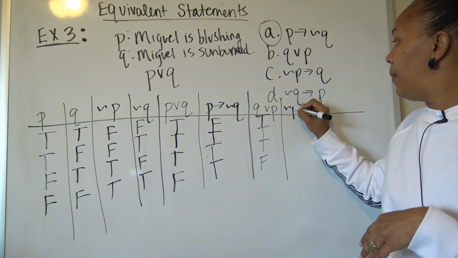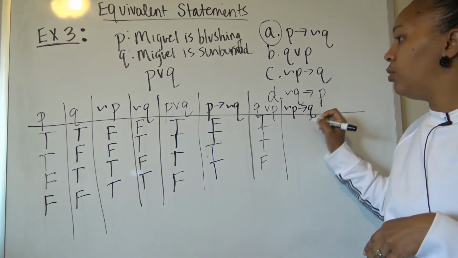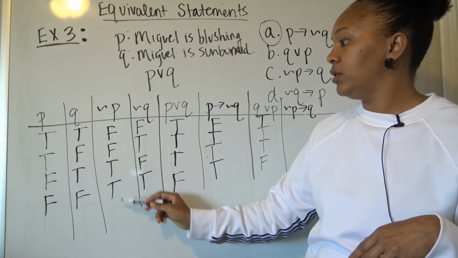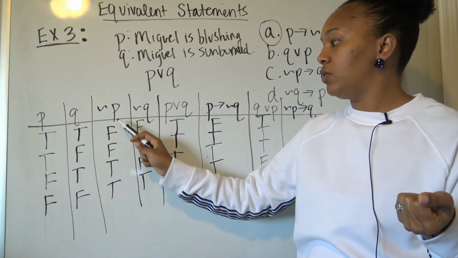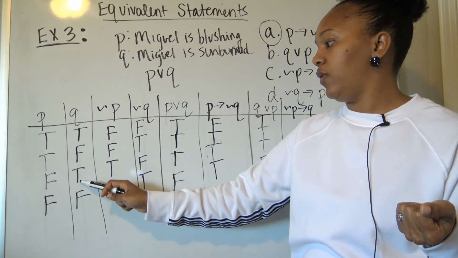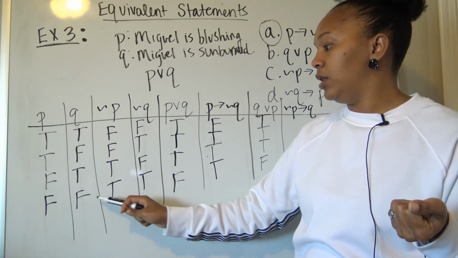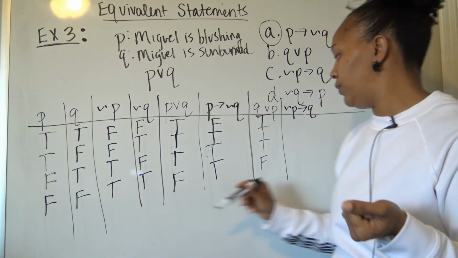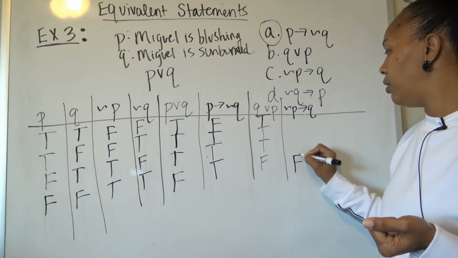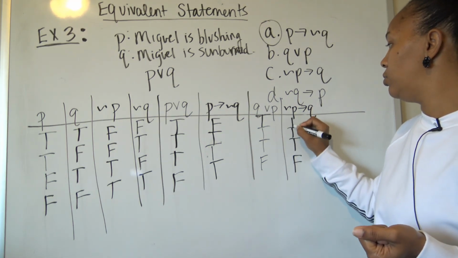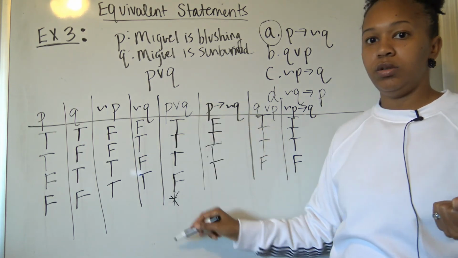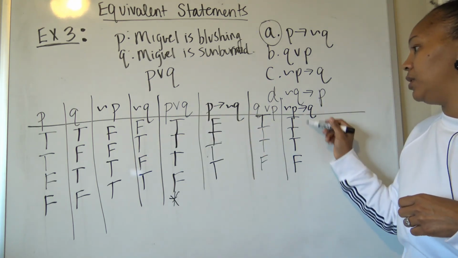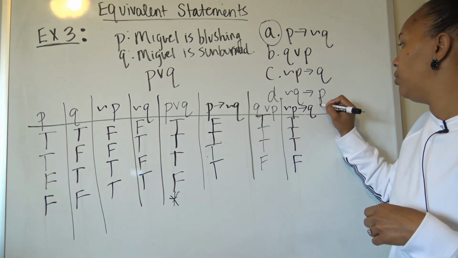Then if we do not P implies Q, we're looking at the not P column first, the Q column second. Remember, with the conditional, it is false when the first one is true and the second one is false. So not here, but in this case here, the first one is true, the second one is false. So the last one would be false and all the other ones would be true, which is the exact same truth value as our original statement. So that statement is also equivalent to P or Q.